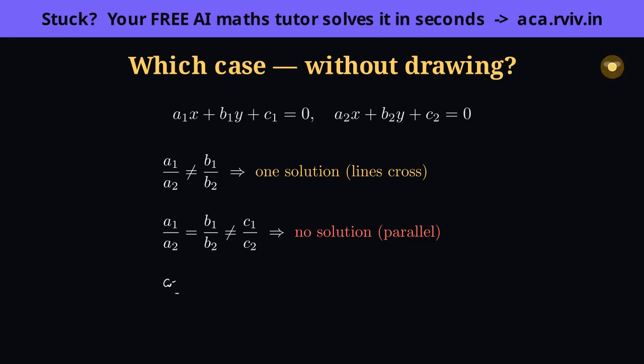Third case, all three ratios are equal. Equal A and B means parallel, and now the C's scale by the same factor too. So the second equation is just the first one multiplied through by that common number. It's the very same line written twice. Every point works, so there are infinitely many solutions. Three ratios, three cases, and each one earned from the picture, not memorized. That's the ratio test.